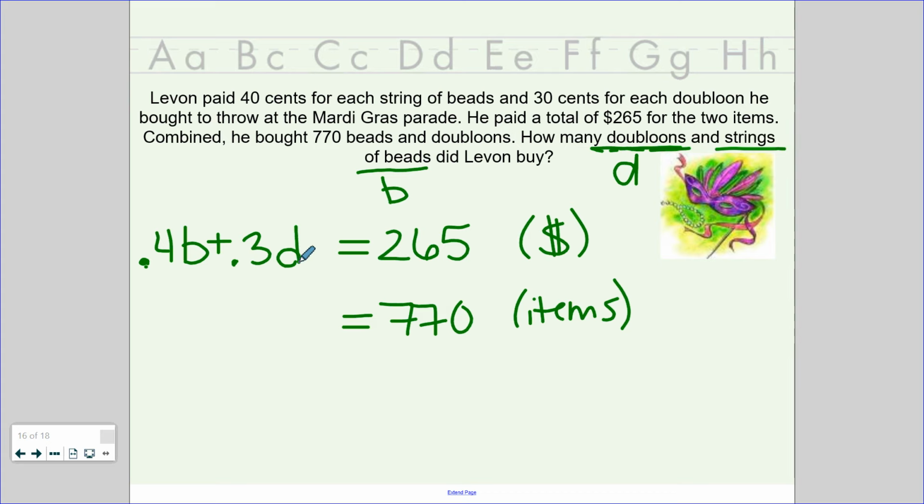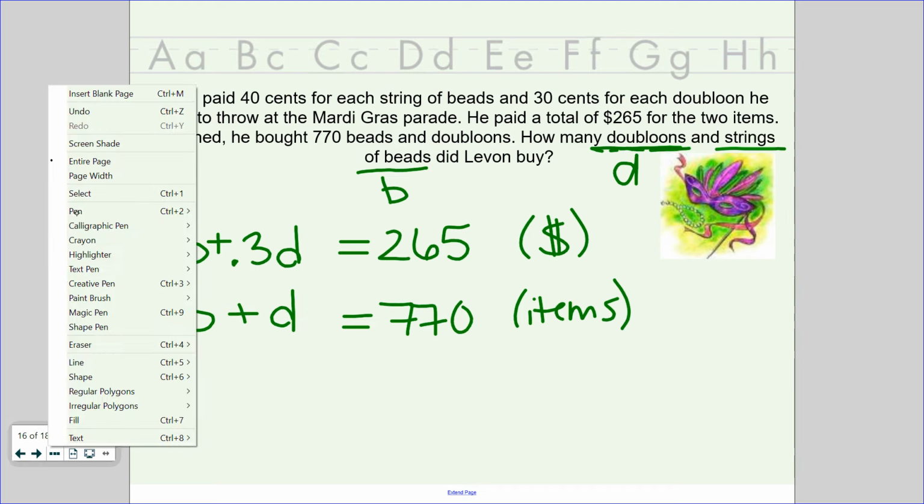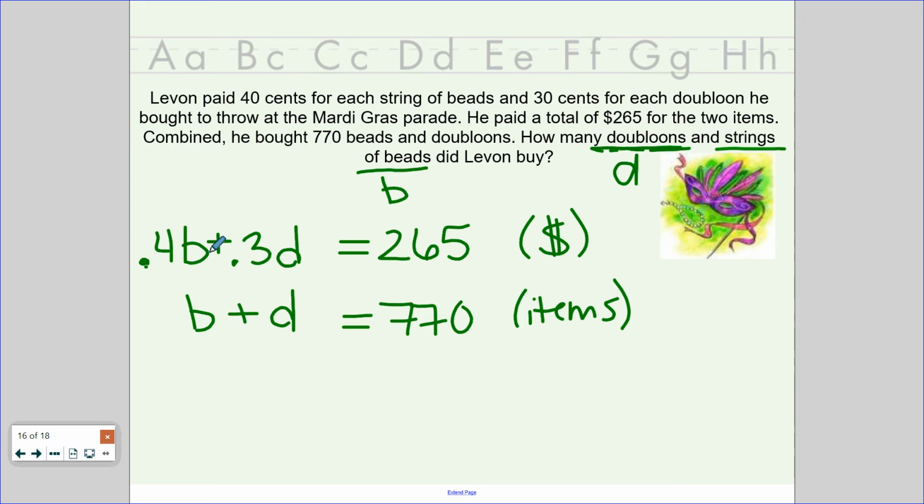Now the other total, there were 770 beads and doubloons, and that's just items. So that's B plus D. And then you can use those equations to solve. If I were going to recommend a way to solve this, I would again probably use elimination.